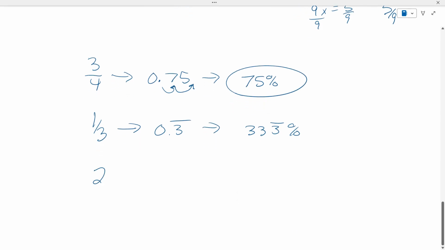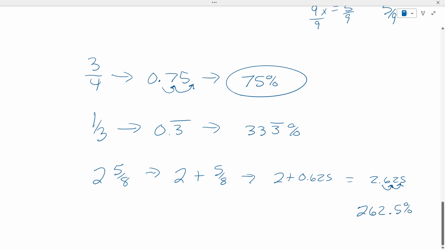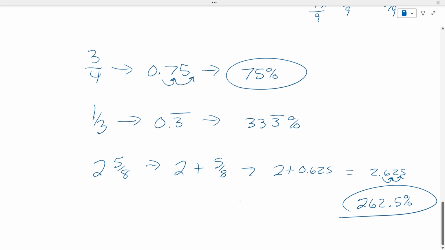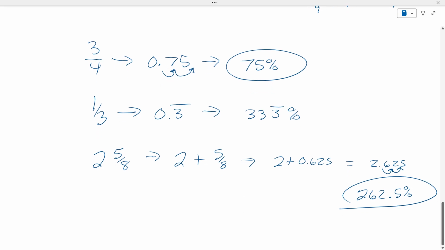If we have 2 5/8, remember that's 2 plus 5/8, which is 2 plus 0.625, which is 2.625 as a decimal. And when we change it to a percent, we move it 2 places to the right. So it's 262.5%. Okay, so that's changing fractions to a percent.